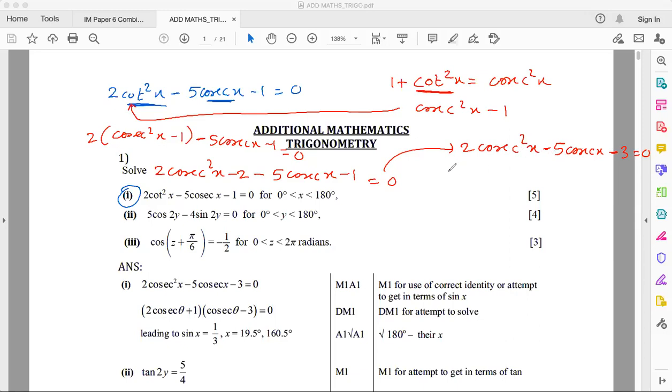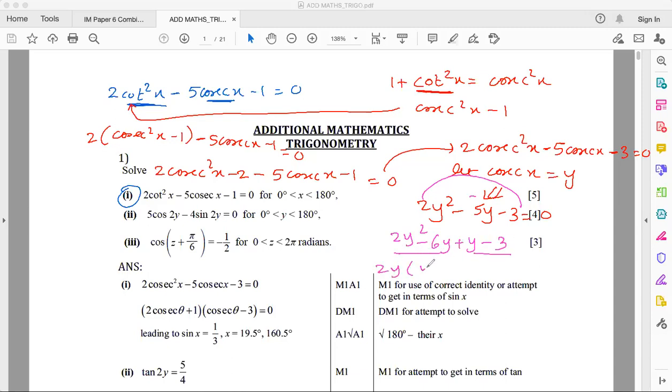What we do is let cosec x be y. So you get 2y squared minus 5y minus 3 equals 0. The reason to convert to cosec was that we get every term in terms of cosec so that we can write it down as a quadratic equation. Now, when you factor this out, the product of the two numbers should be minus 6 and the sum should be minus 5. So it is 2y squared minus 6y plus y minus 3. So you factor this out: 2y(y minus 3) plus 1(y minus 3). So you get 2y plus 1 in one bracket and y minus 3 in the other bracket. So y is either negative half or y is 3.